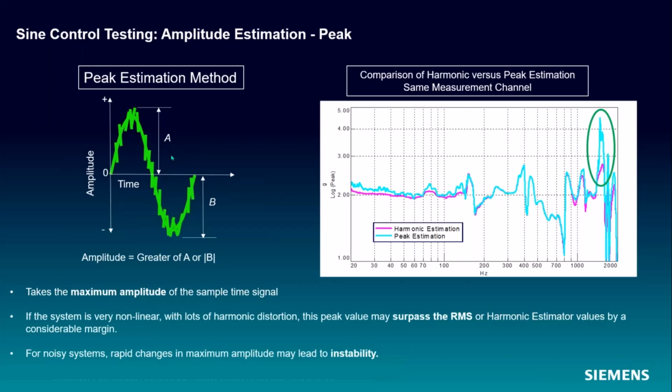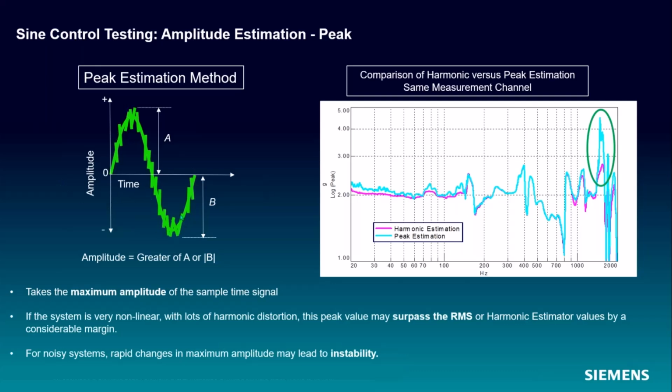Peak is going to be the most conservative estimation method. As you can see here, it's reading higher than harmonic at almost all frequencies. And so you're going to get the most conservative test out of peak. There's a caveat to using RMS, peak, or average, and that is you can't get phase information.